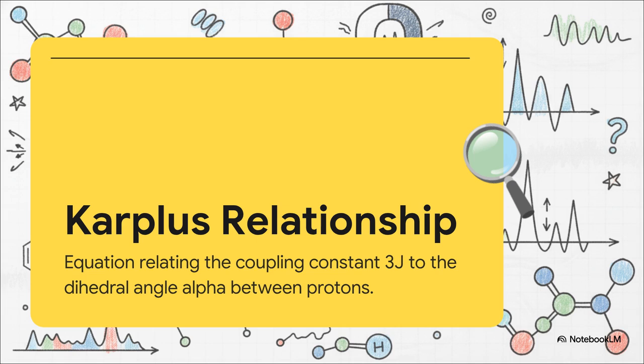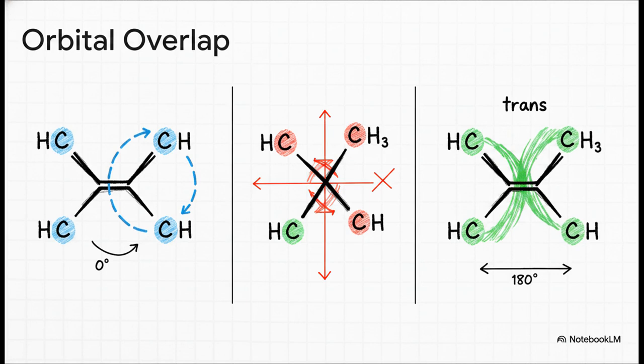It is literally a mathematical key. It takes a simple coupling constant that you measure in hertz and turns it into a precise physical angle in three-dimensional space. So let's see how this builds our complete spatial blueprint. Orbital overlap proves that coupling isn't just arbitrary lines on a graph. It tells us exactly how these atoms are physically twisted in space based on where that overlap is strongest.